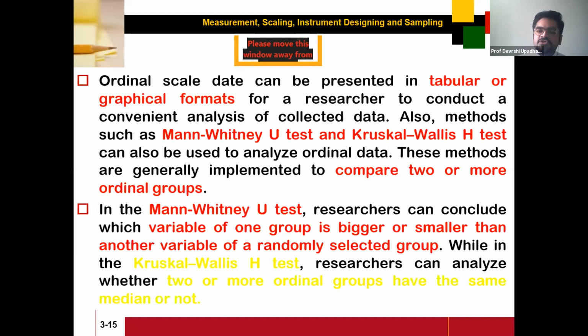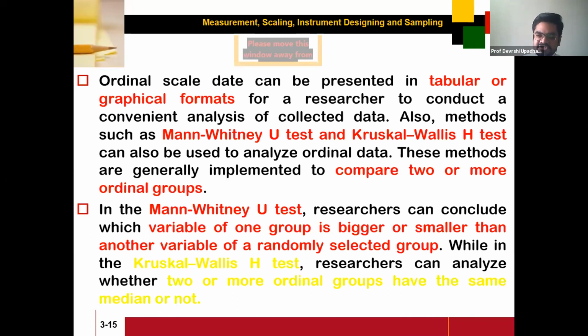Also, methods such as the Mann-Whitney U test and the Kruskal-Wallis test can be used to analyze ordinal data, because these are the two most trending, most used and most accessed tests for ordinal data. These methods are generally implemented to compare two or more ordinal groups. So if you have two different data sets, or two different groups, and you just want to compare one group with another group, you can select the Mann-Whitney U test or the Kruskal-Wallis test.